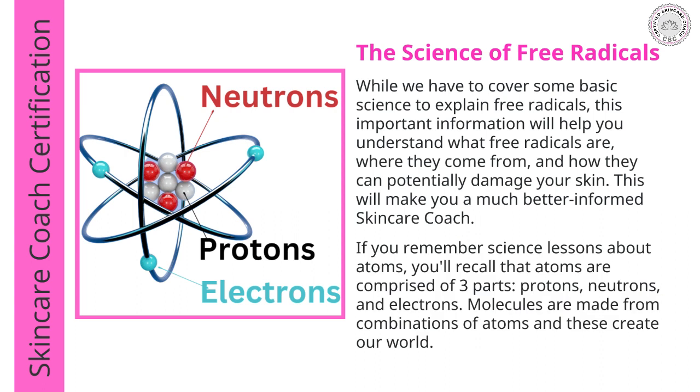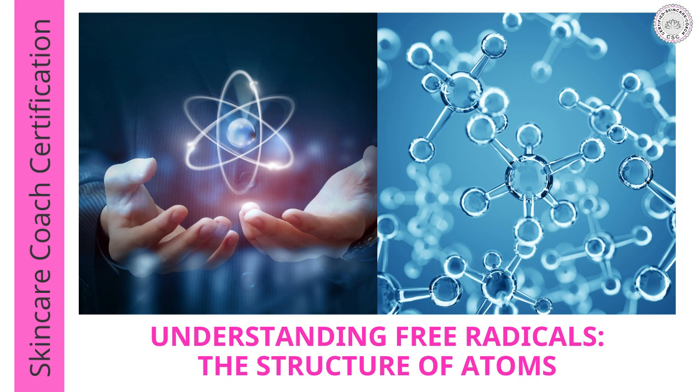If you remember way back when to your science lessons about atoms, you'll actually recall that the atom is made of 3 parts: protons, neutrons, and electrons. Molecules are made of combinations of atoms that bind together to create our world. And this is helpful in understanding free radicals.